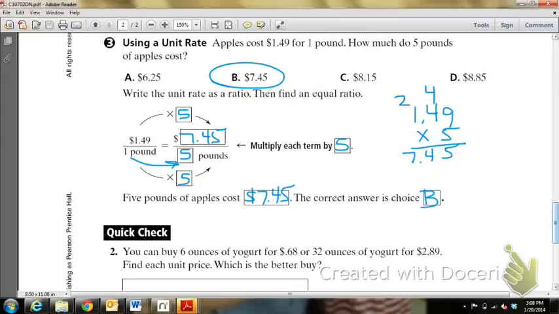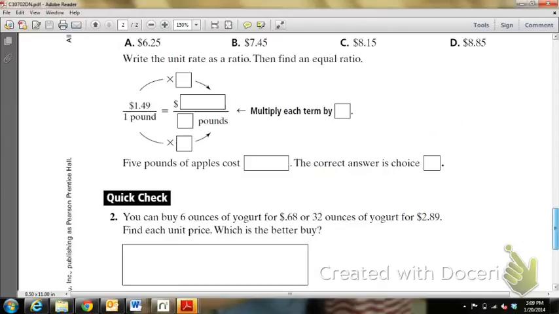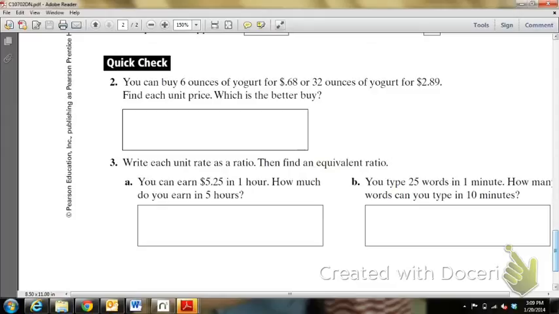Okay, so now you're going to try this quick check. And scroll down. If you can buy 6 ounces of yogurt for 68 cents or 32 ounces for $2.89, find the unit price. Which is the better buy? I do this all the time at the grocery store when I want to figure out which item is going to cost less per ounce. I go ahead and take out my calculator and I divide these things out. So better buy actually happens in real life. So you want to find the unit price for each one. So remember to take your price and divide it by your amount for both of these and figure out which one's the better buy, and that'll just be the cheaper one.